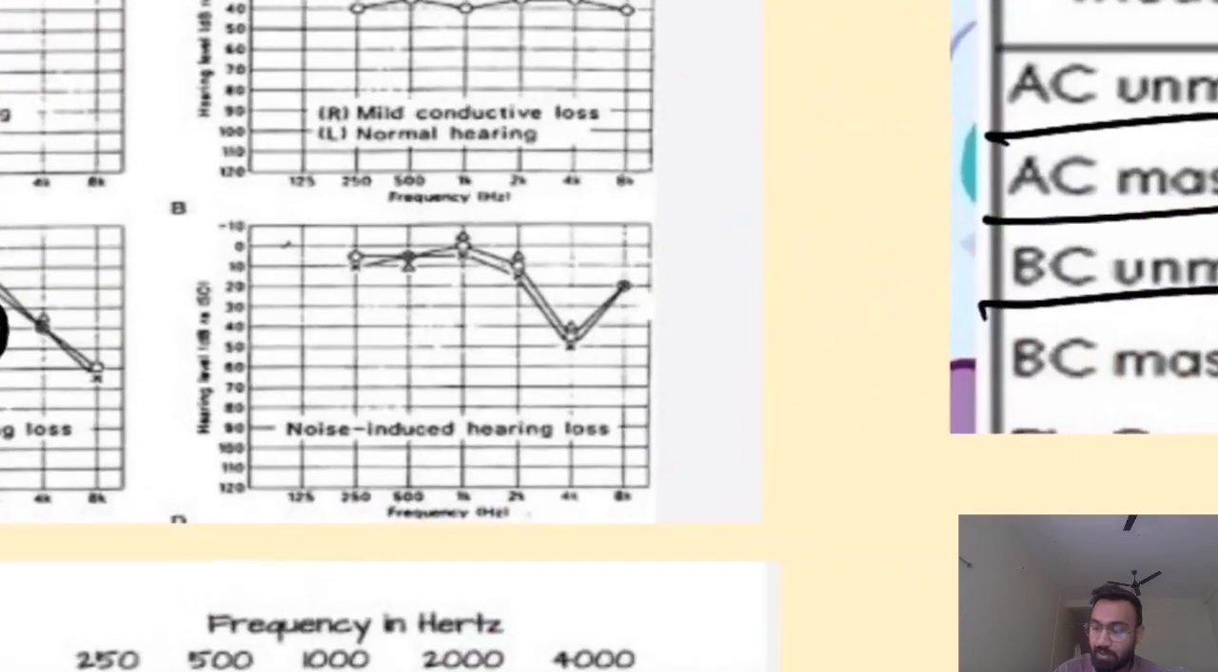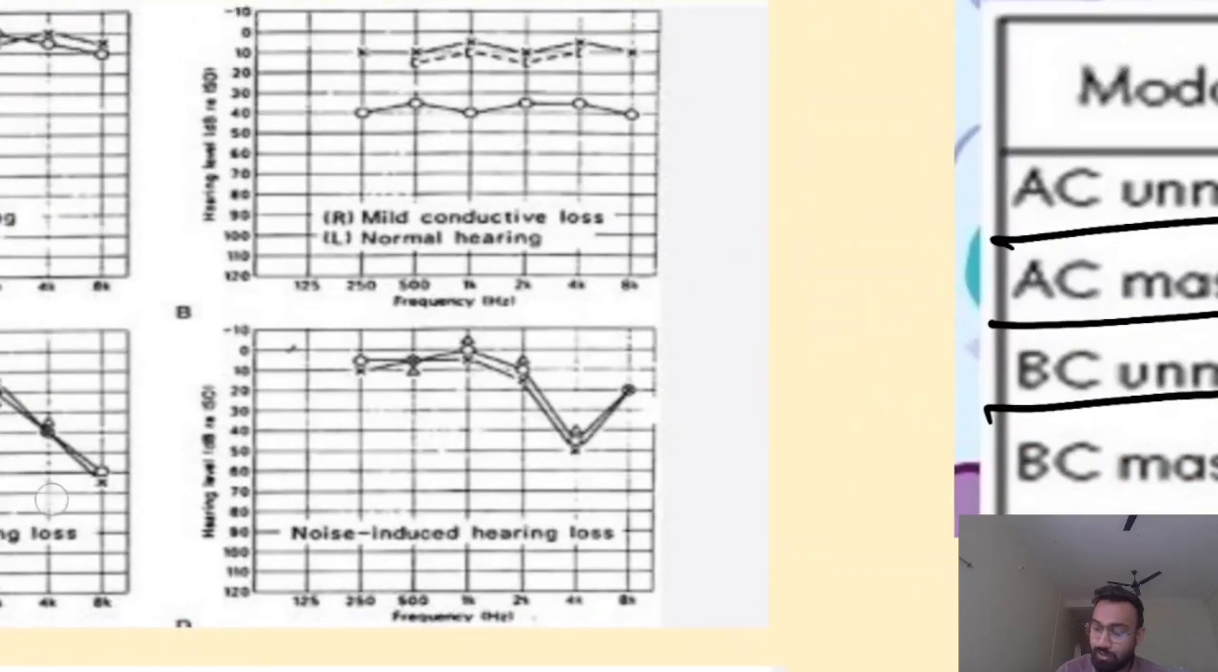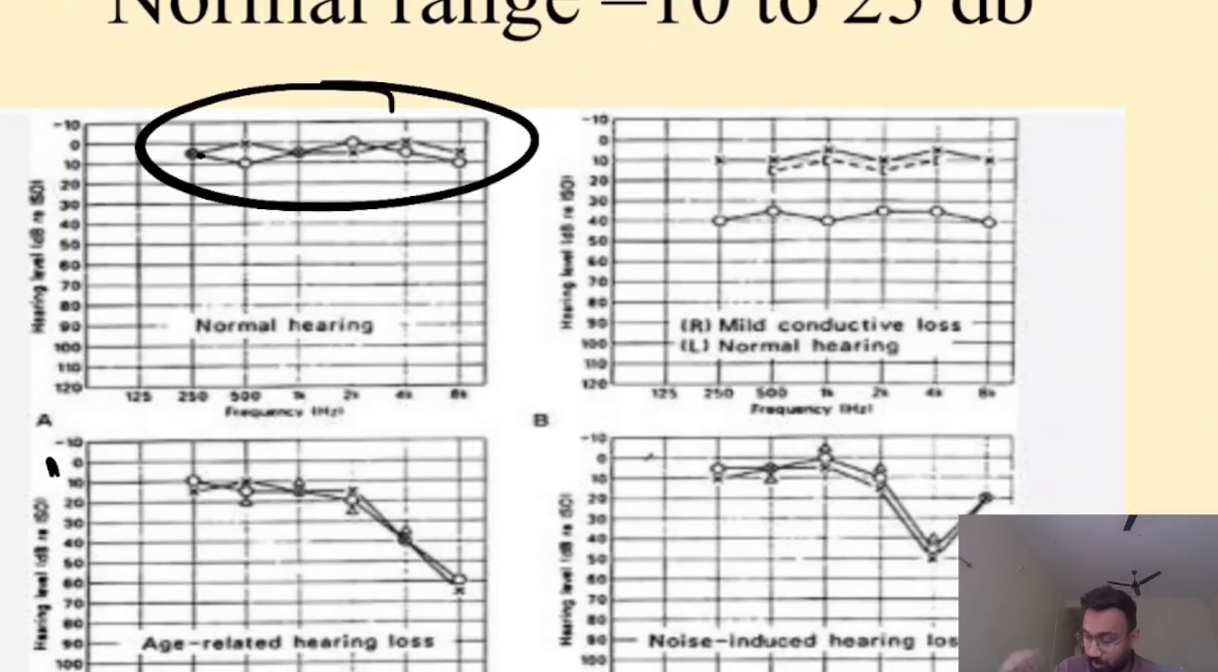Okay, so these are the various pure tone audiometry graphs. So you can see this is the normal hearing because there is no hearing loss, and both air conduction and bone conduction are at the same level. So there is no hearing loss.